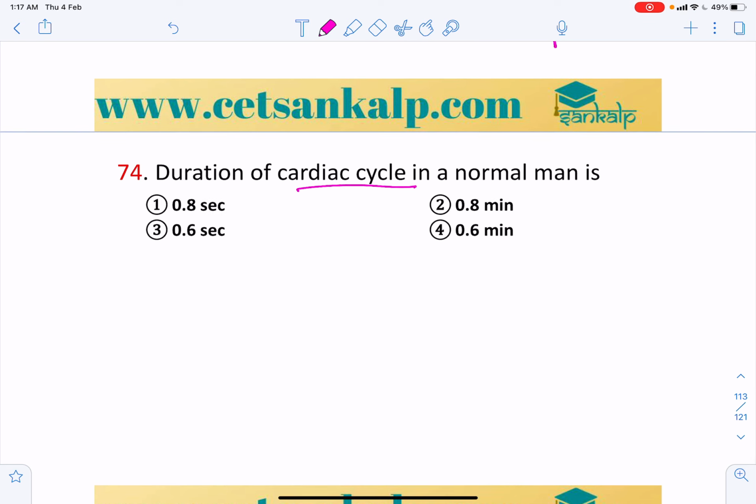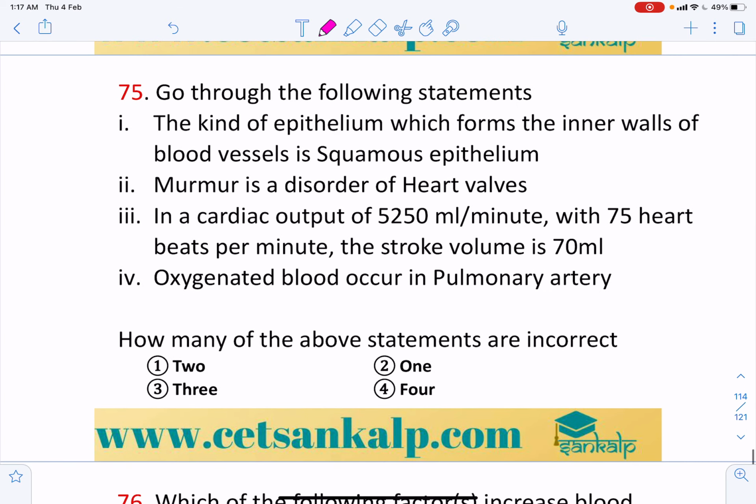Next, duration of cardiac cycle. We know that it's not in minutes. 0.2 second is wrong, that is less than a second. That is 0.8 second. Right. So go through the following statement. The kind of epithelium which forms the inner wall of the blood vessel is squamous epithelium. Generally, we'll say that epithelium forms, that is endothelium.